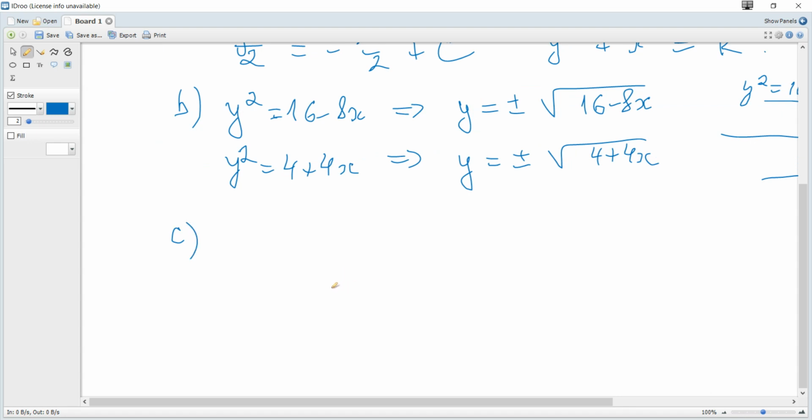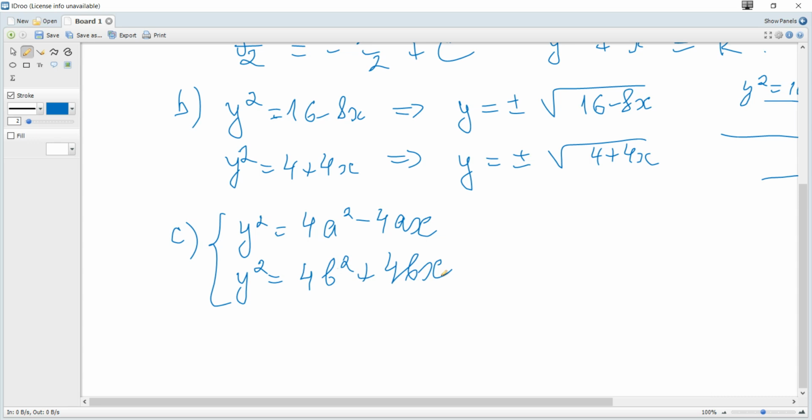C. By solving y squared is 4a squared minus 4ax, and y squared is 4b squared plus 4bx simultaneously, show that these curves intersect at the point M with coordinates a minus b, 2 root of a times b, and N at coordinates a minus b and negative 2 multiplied by root of a times b. 6 marks.